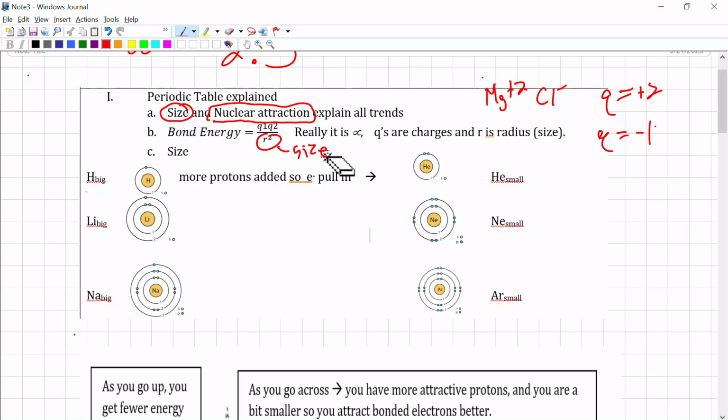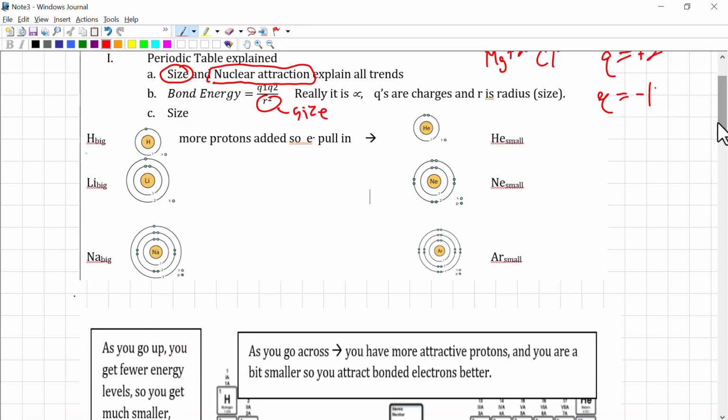Okay? So when I look at the periodic table, I see something that I think is pretty weird. Hydrogen's on the left-hand side of the periodic table and helium's on the right. I'm adding more protons, right? Wouldn't you think when I add stuff it gets bigger? It doesn't. It gets smaller. So as you go to the right, it gets smaller. The important part is it gets smaller as you go to the right, okay?